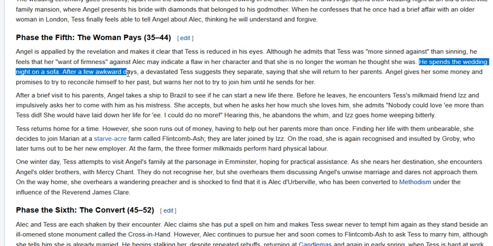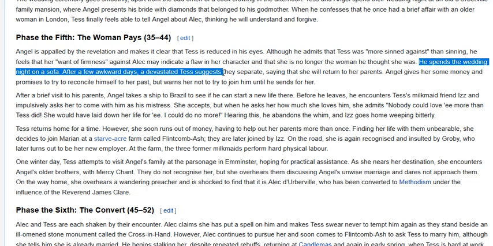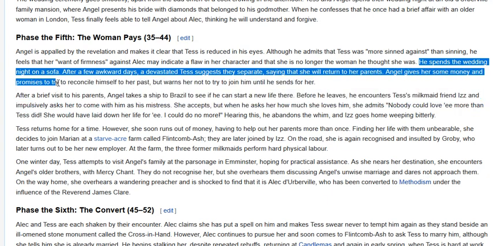After a few awkward days, a devastated Tess suggests they separate, saying that she will return to her parents. Angel gives her some money and promises to try to reconcile himself to her past, but warns her not to try to join him until he sends for her.